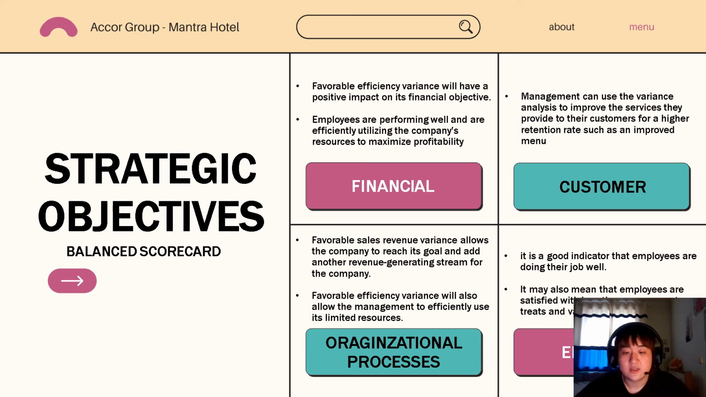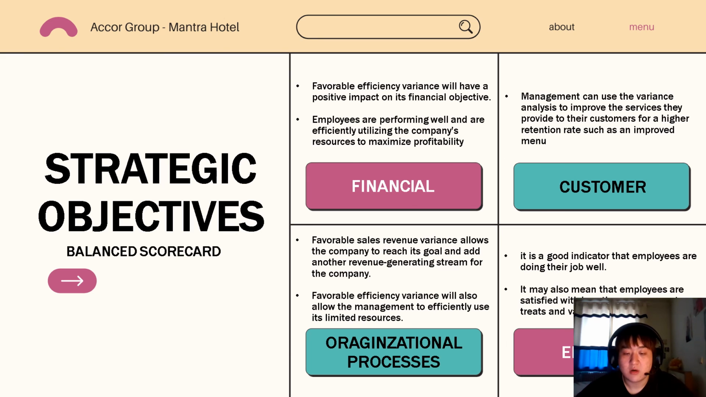Let's now proceed to the second part of the presentation, the discussion of the impact of the aforementioned variances to the outlet BSC. On its financial side, favorable efficiency variance will positively impact its financial objectives. Based on the variance analysis, its employees are performing well and are efficiently utilizing the company's resources to maximize profitability.